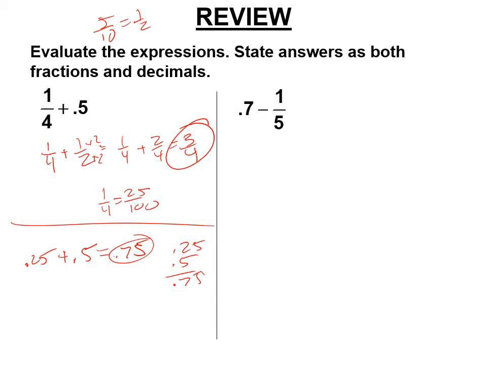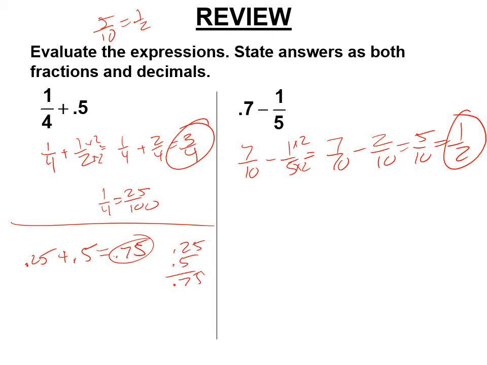So 0.7 minus 1/5. This is 7/10 minus 1/5, which is 7/10 minus 2/10, right? We're going to multiply by 2, top and bottom, which gives 5/10, which we've done a million times, seems like, which is 1/2. So we know the answer is 1/2.